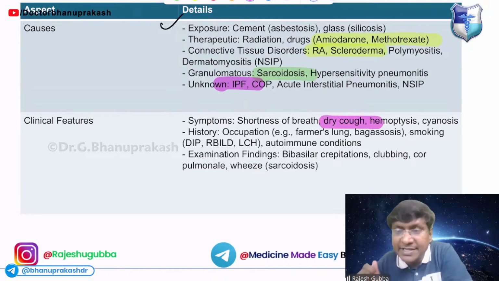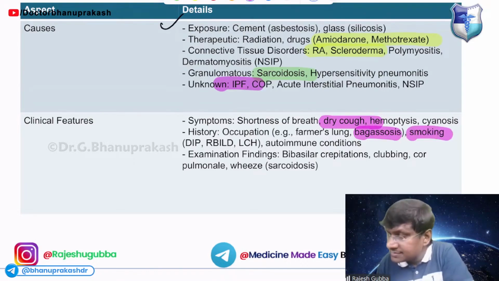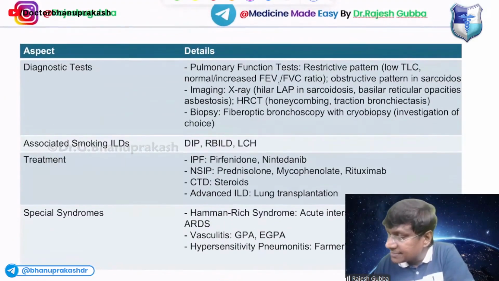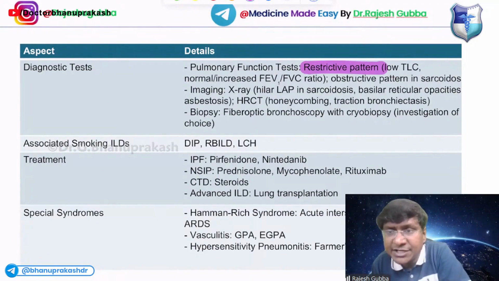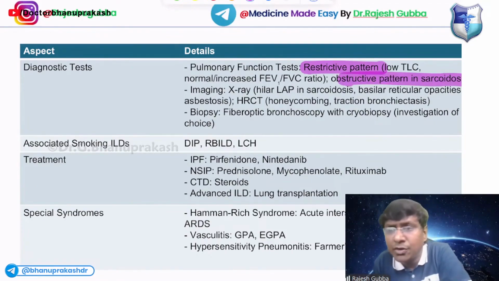Usually these patients with interstitial lung disease have a dry cough, not the one with sputum, right? In the background history, for bagasosis or farmer's lung, the individual will have a history of smoking or some autoimmune conditions. On examination, you will notice bibasilar crepitations, and there will be clubbing as well. Pulmonary function test will show a restrictive pattern. Only in sarcoidosis, because of lymph nodes, there can be an obstructive pattern as well as a restrictive pattern, right?